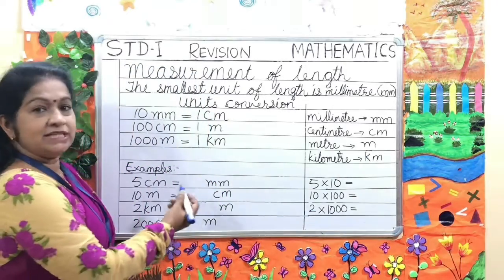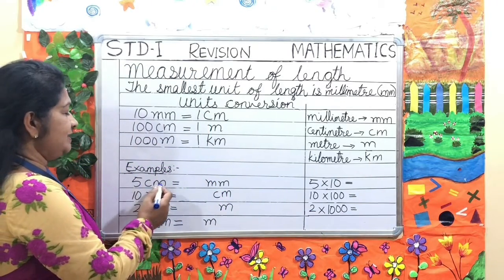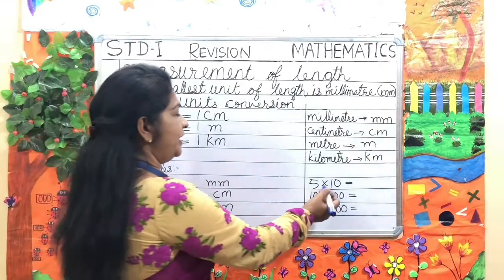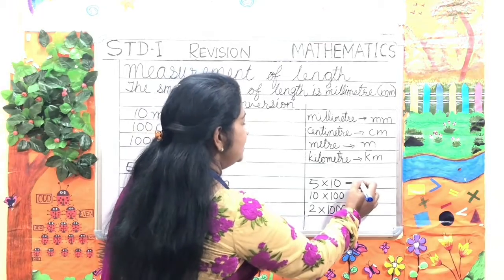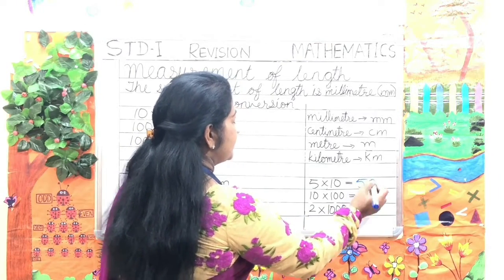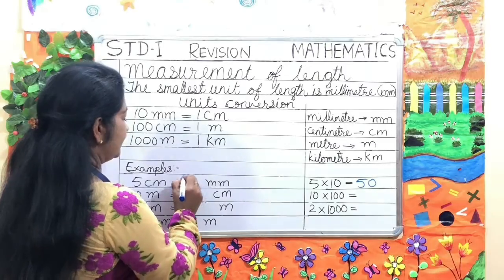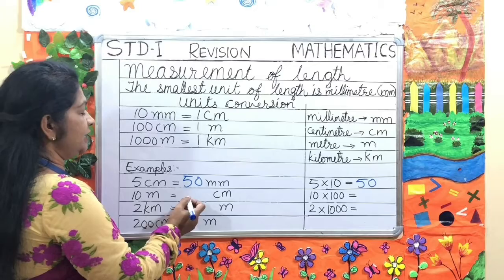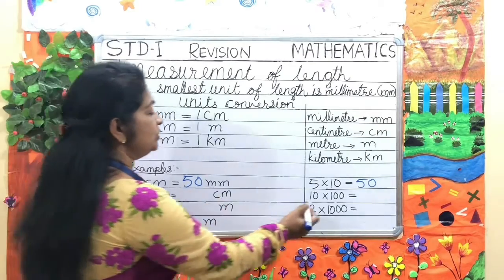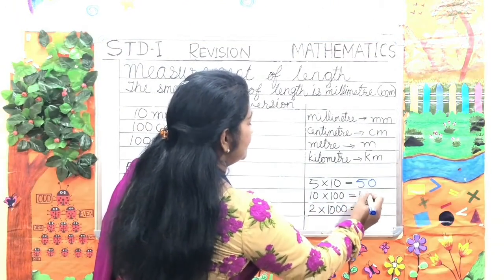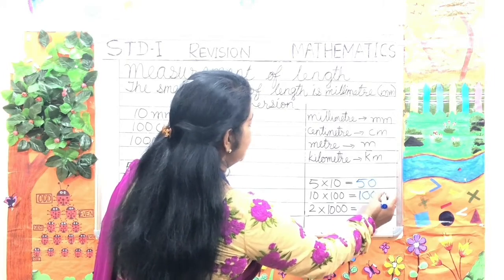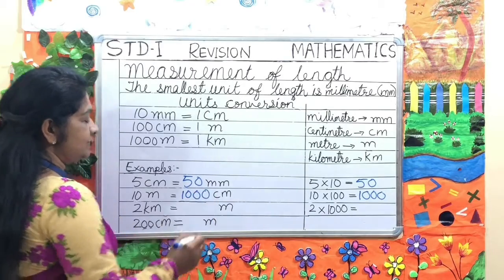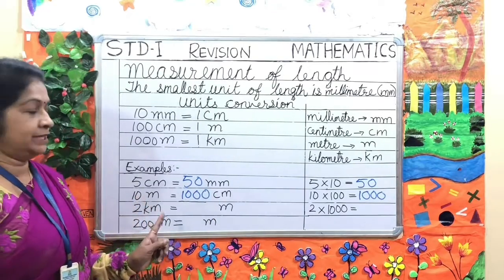Now let's do some examples. So 5 centimeter is equal to dash millimeter. So 5 into 10, so it is 50 millimeter. Next, 10 meter is equal to dash centimeter. So 10 into 100, so 1000 centimeter. 1000 centimeter is equal to 10 meter.